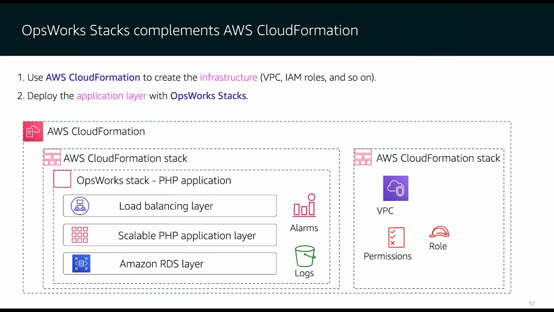So you can use the two technologies and they complement each other. You can use a CloudFormation template to create the resources of your infrastructure, including VPCs, for example, and you could then use another AWS CloudFormation template to create the OpsWorks stack that will be deployed in that VPC. So both CloudFormation stacks are created in your account, and you can use the OpsWorks stack to manage the application.